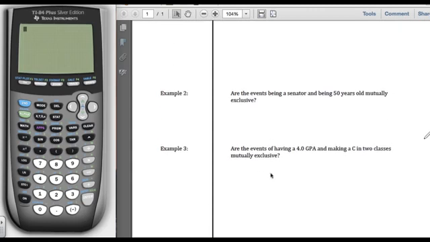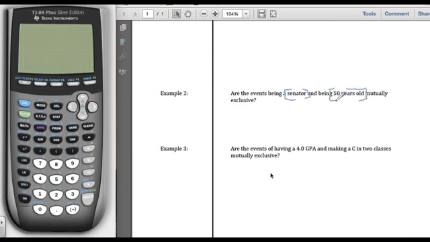Example 2 and 3 are similar. Example 2 asks, are the events of being a senator and being 50 years old mutually exclusive? Now, in order to be mutually exclusive, you can't be both at the same time. So we're going to think, well, is it possible for someone to be a U.S. senator and to be 50 years old at the same time?